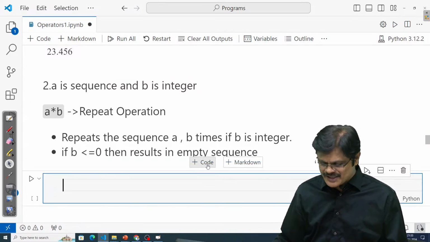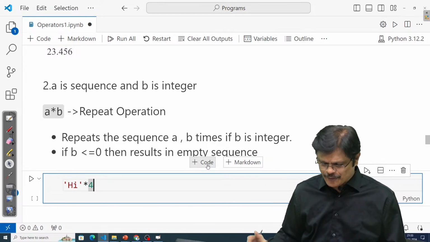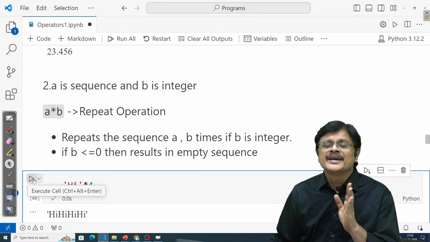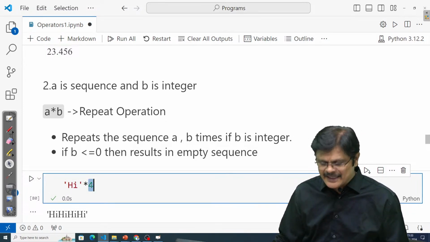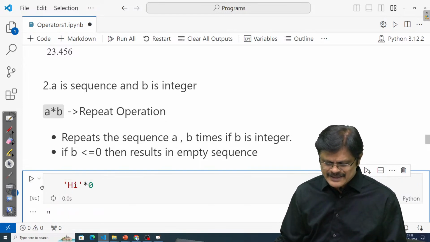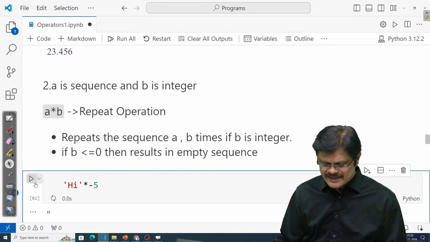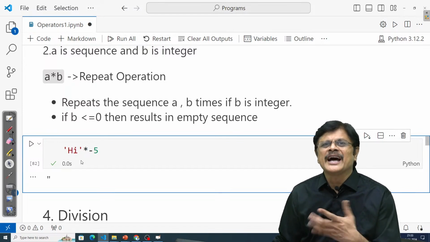So let us try to understand this. For example, I have "hi", and I multiply with 4. So what is the result? The string repeats 4 times. Hi, 4 times. Now you can do 100 times also, you'll get 100 times. Suppose I do 0, what happens? It results in an empty sequence. Even if I do -5, it results in an empty sequence. There is nothing wrong, you can do it, but it gives you an unexpected answer.